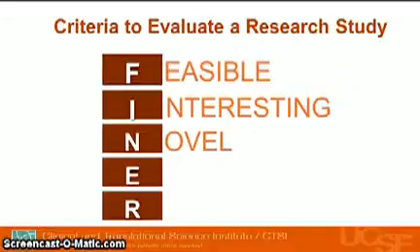The fourth is: is the study ethical? So does the study abide by the principles of medical ethics and research ethics that will be outlined in a separate lecture during this course? Will this study be compatible with the guidelines and regulations of your institutional review board? Will this study minimize the harm to study participants?